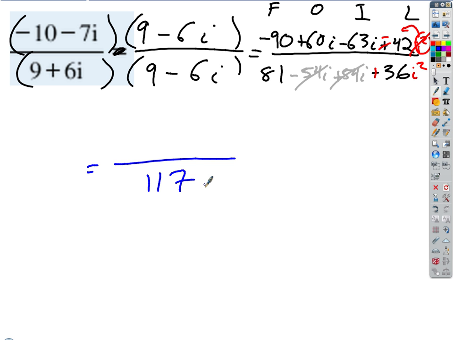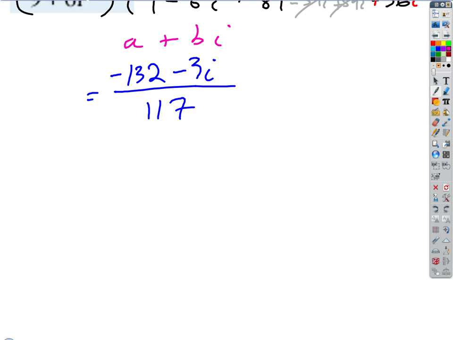On the top, when we add up like terms, negative 90 minus 42, negative 132, good. And then 60i minus 63i. If we want to write this in standard form, we have to write it in the form a plus bi, so we have to separate this into two different fractions. What do we end up with? Good, negative 132 over 117, so that's a, minus 3/117 times i, so that's b.